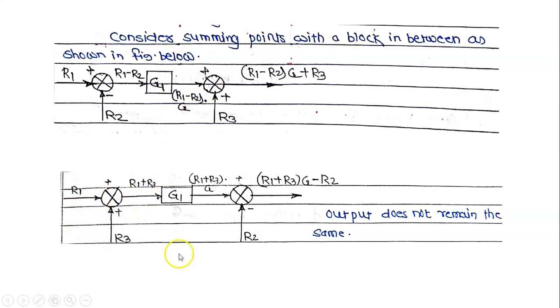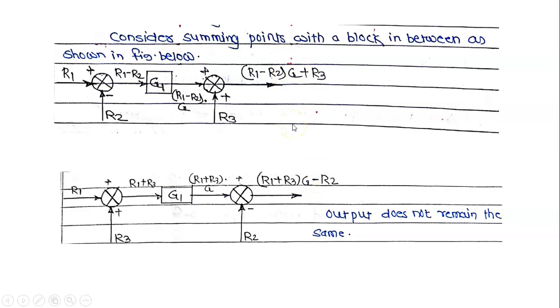Therefore, we have interchanged, and it is shown in the figure. Here again the positive signal R1 is there, then positive signal R3. Therefore, the output from this summing point is R1 plus R3. Then this block G is there. Therefore, the output from this block is (R1 plus R3) into G. Again it is fed to the second summing point. At the second summing point another signal is there, that is minus R2. Therefore, the output from the second summing point is (R1 plus R3) into G minus R2. By comparing these two outputs, we observe that the output does not remain the same.